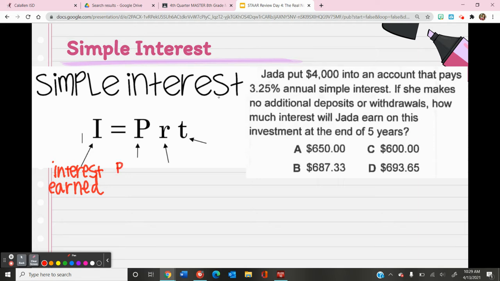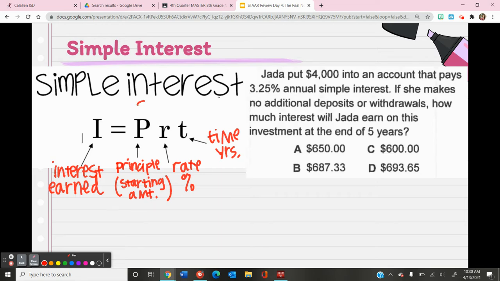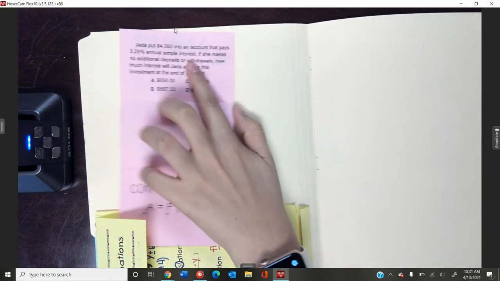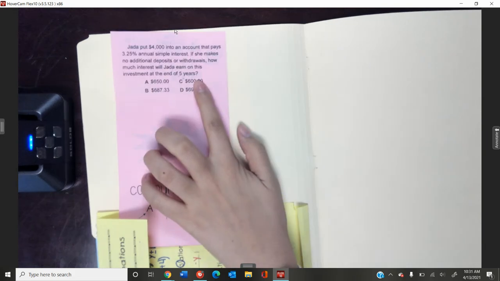Then you have P, which is your principal. So this is your starting amount. Okay, then you have your rate, which always has to be a percent. And then you have time, which always has to be years. So basically what you're doing here, you're taking the amount of money you have times the percent times the amount of years. So now looking at your foldable, this is everything you should have written. And again, now we're going to get into the first example, and you can show all your work down here.